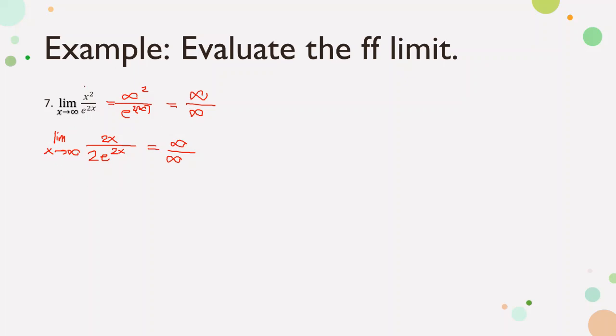So meaning to say another derivation, derivative of 2x is 2. Derivative of 2e raised to 2x is 4e raised to 2x. So we still have the limit here, which is infinity. Now, our numerator is 2 because we don't have any variable. The denominator is infinity still. So 2 over infinity, or any constant number divided by infinity, is equal to 0. So our final answer is 0.